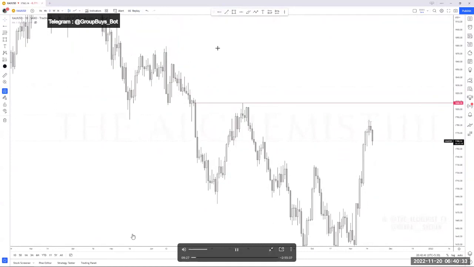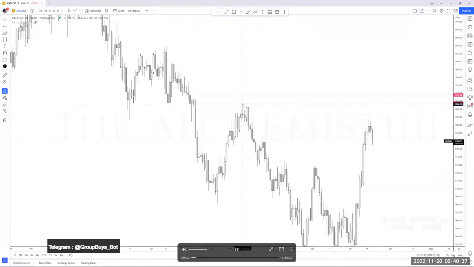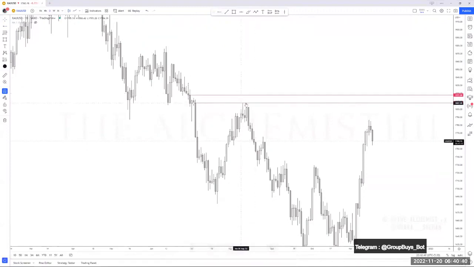Now you might think, okay, we had some areas in here, we had areas maybe up here. But why did it tap here? I'll show you, because there are other confluences that we use. So we're not just blindly entering from here.